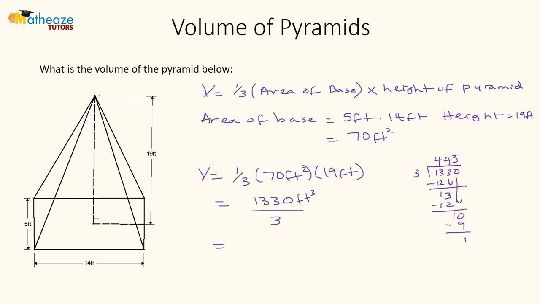So this is going to be 443, or let's start with the fraction, 443 1/3 cubic feet, or 443.3 cubic feet. So this is how you find the volume of pyramids.